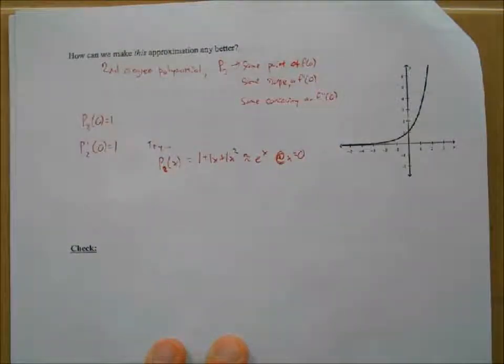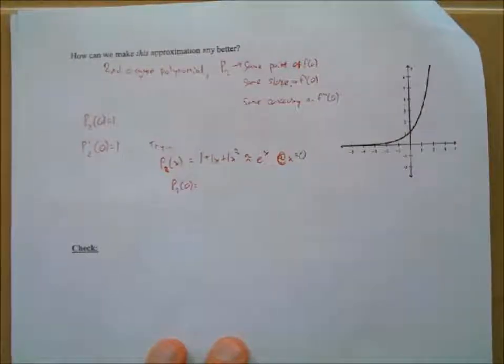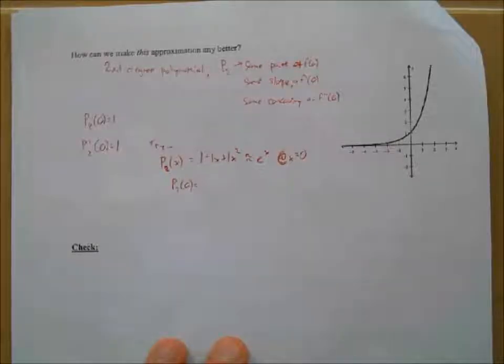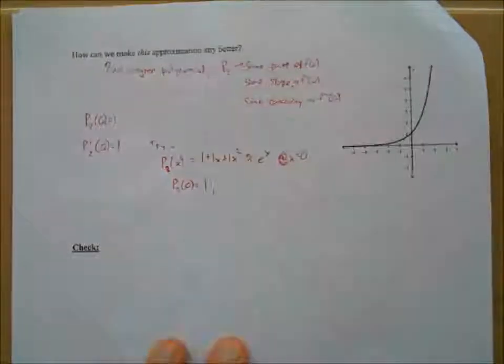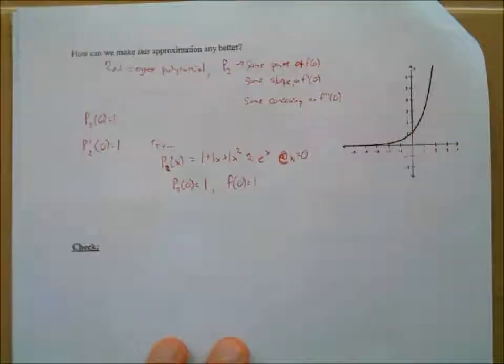All right, so let's check it here. P sub 2 of 0. What's the value at 0 in our approximating polynomial? 1. And what is the value of our function at 0? 1. So is that good? Yes, they match, so check. All right, moving on.